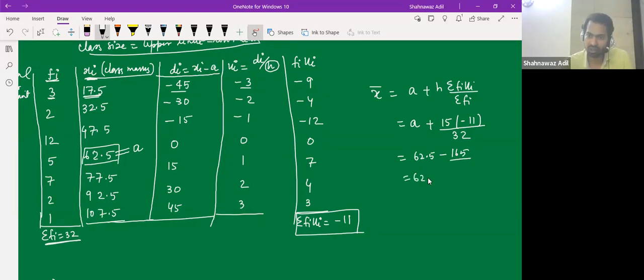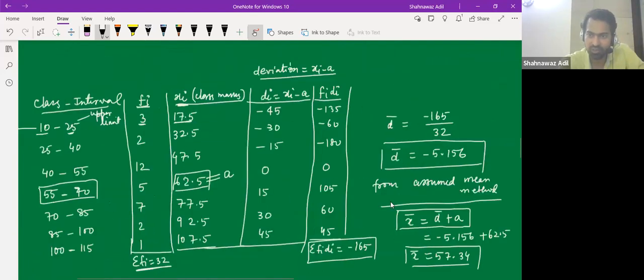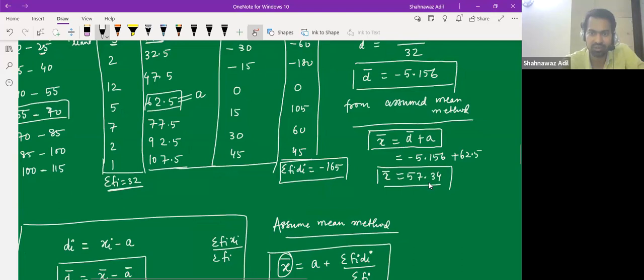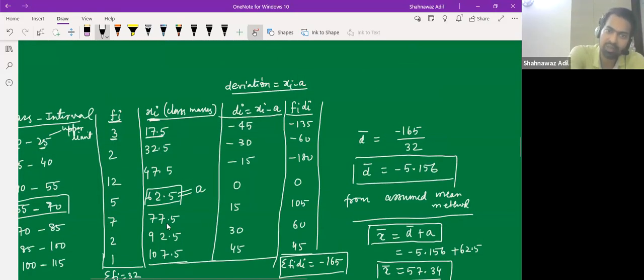So this is minus 5.156, right? So this will give you 57.3, right? So this was exactly the mean that you calculated from this method. So 57.34. Understood, everyone? Yes, sir. So which one was simpler to calculate? Step deviation, sir. So whenever you encounter these big numbers, you use the step deviation method.